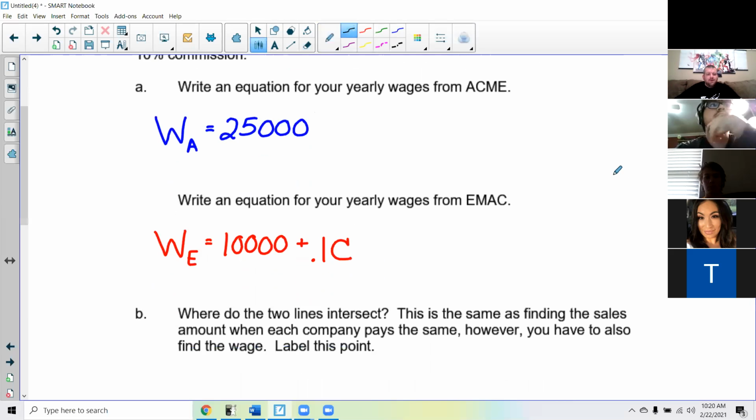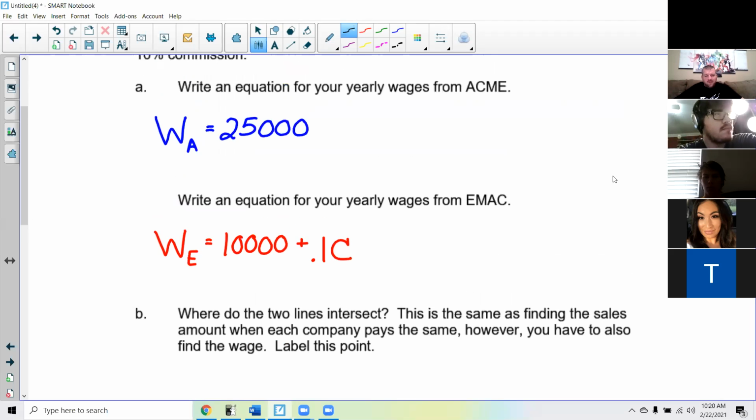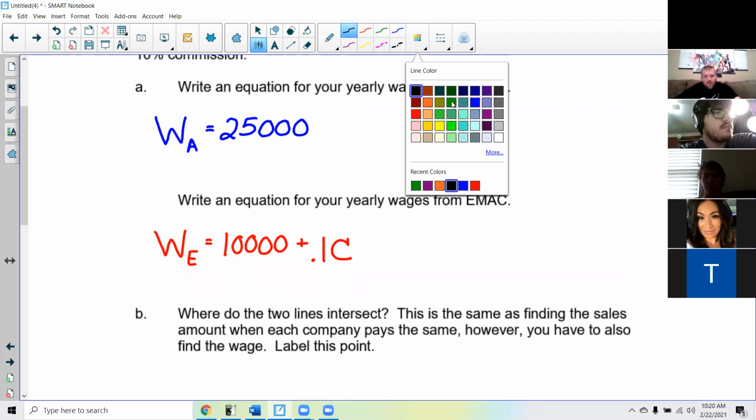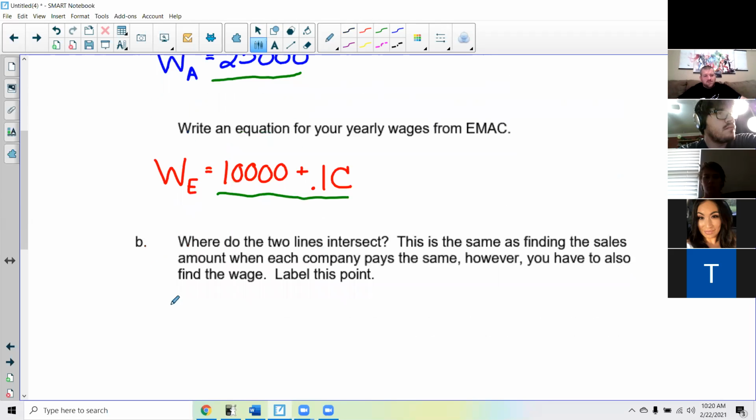Okay. So then it says, where do the lines intersect? This is the same as finding the sales amount when each company pays the same. However, you also have to find the wage. So then this is labeled this point. So I want to know when these two equations are equal. Well, this equation is my wages for Acme. This equation is my wages for Emac. I want to know when those wages are the same. So mathematically, I'm just going to set those wage equations equal to each other.